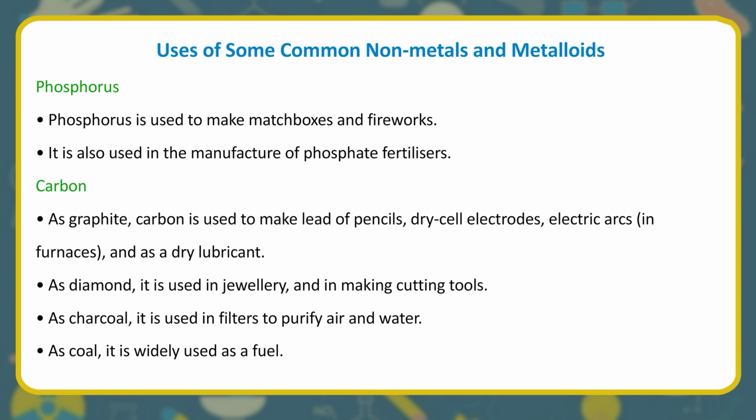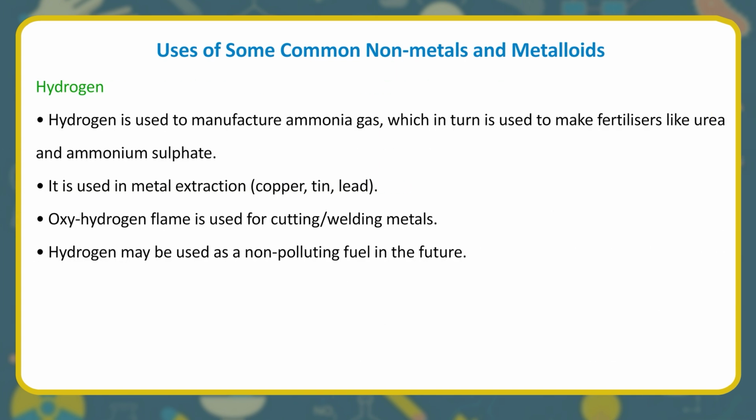Carbon. As graphite, carbon is used to make lead of pencils, dry cell electrodes, electric arcs, in furnaces, and as a dry lubricant. As diamond, it is used in jewelry, and in making cutting tools. As charcoal, it is used in filters to purify air and water. As coal, it is widely used as a fuel.